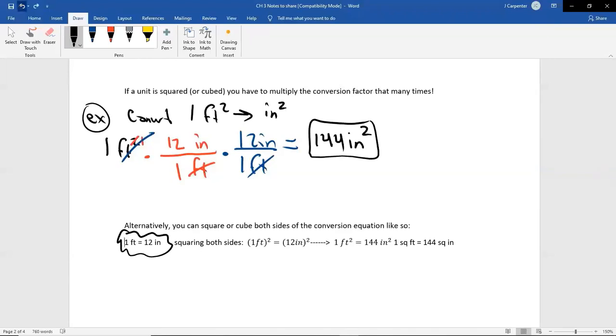So when you do that, the 1 squared is 1, the feet squared is feet squared, the 12 squared is 144, the inches squared is inches squared. So that tells us that 1 square foot is equivalent to 144 square inches.